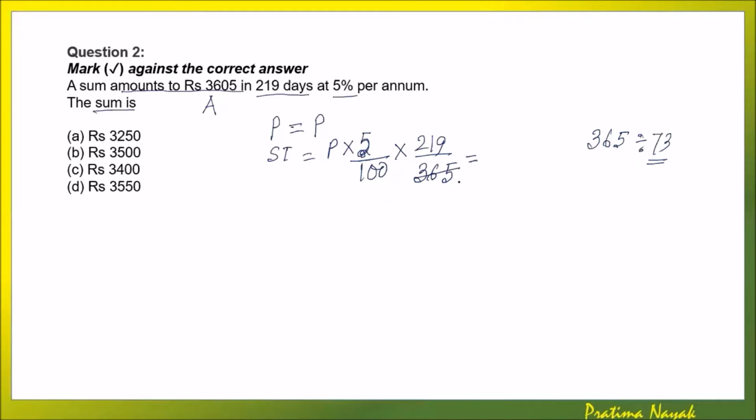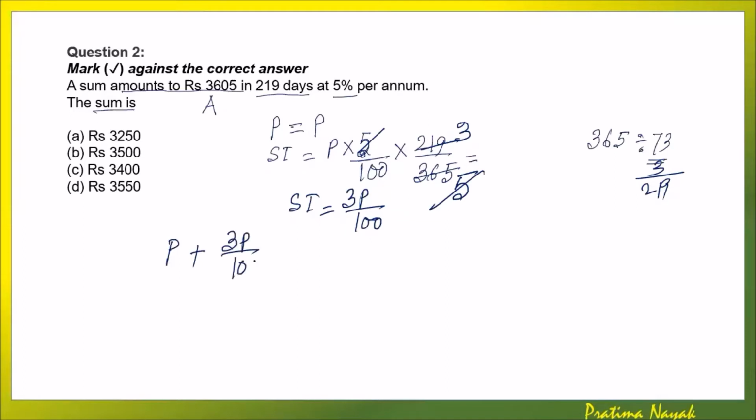73 multiplied by 5 is this, and 73 can be cancelled with 219. 3 times 73 is 219. Then I'll cancel 5 with 5. So SI is 3P by 100. Now principal is P, interest is 3P by 100, and this is equal to your amount.